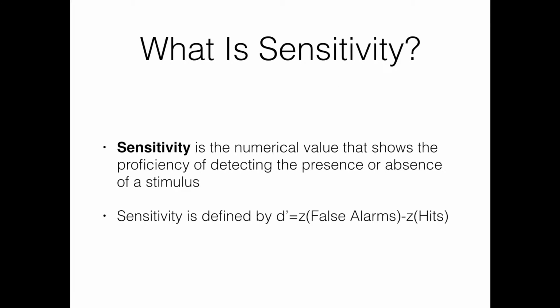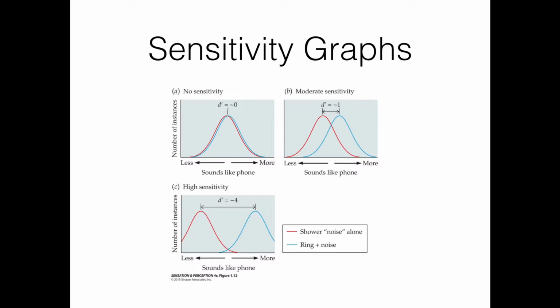The second aspect of signal detection theory is sensitivity. Sensitivity is the numerical representation of the proficiency of detecting the presence or absence of a stimulus. The formula to calculate sensitivity, or D prime, is shown below. Here you see the graphs that depict the 3 levels of sensitivity: none, medium, and high.